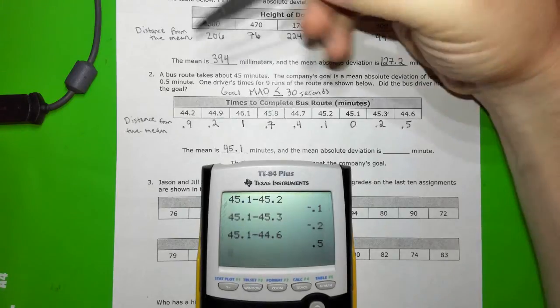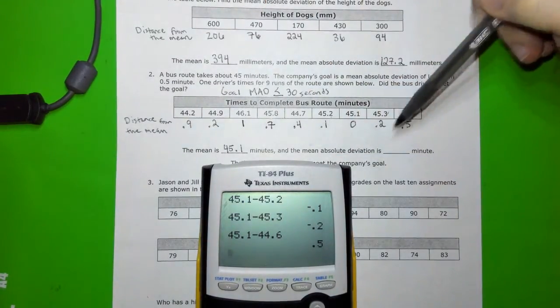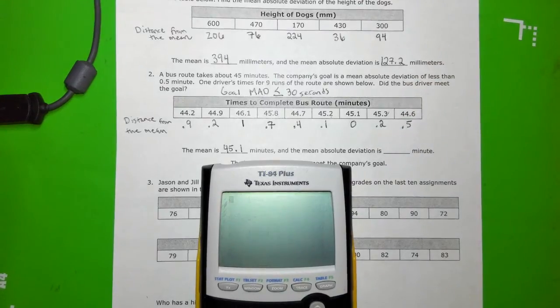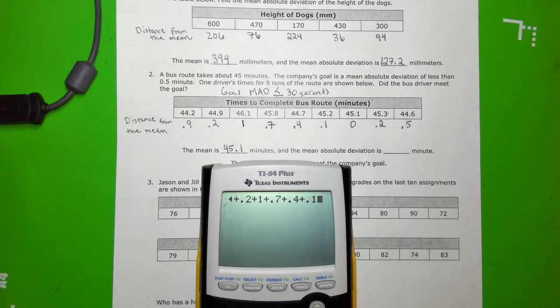and now I've got to take the mean of the distances, and that will give me my mean absolute deviation. So I'm going to clear this out. I'm going to do 0.9 plus 0.2 plus 1 plus 0.7 plus 0.4 plus 0.1 plus 0 plus 0.2 plus 0.5.